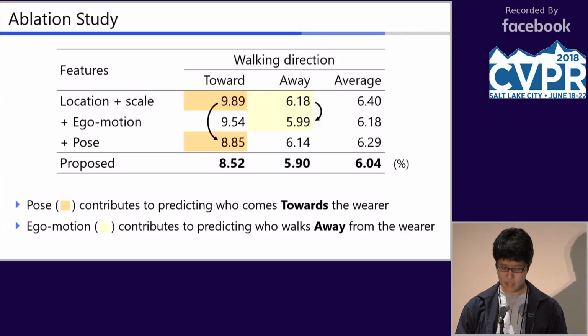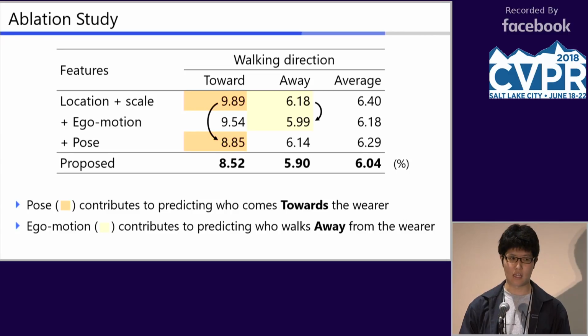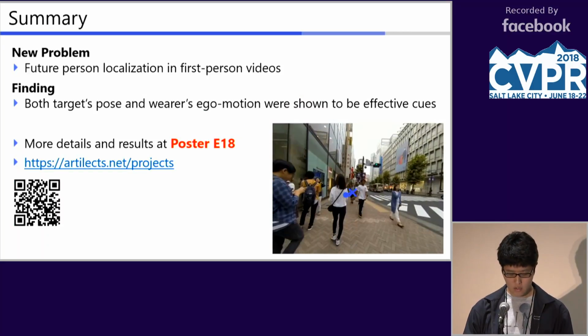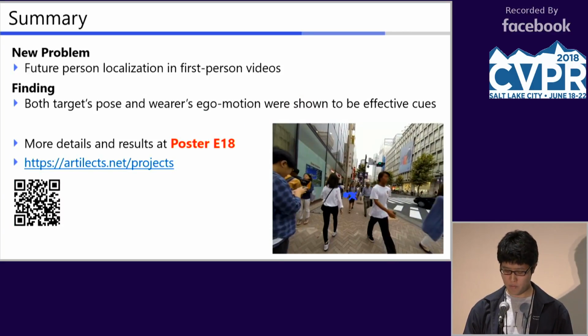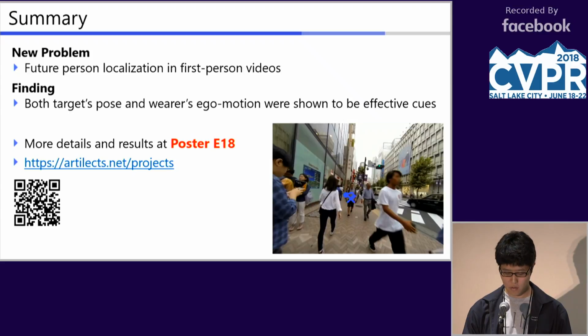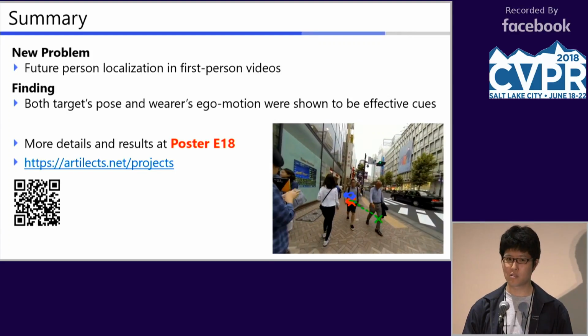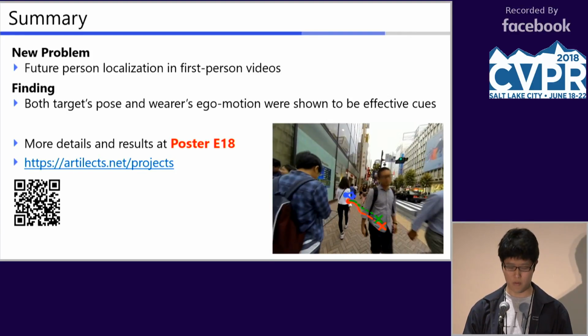And we also conducted an ablation study and confirmed that the pose and ego motion have a complementary effect of boosting the future localization performance. To summarize, we proposed a new problem of future person localization in first-person videos, and we confirmed that the target pose and wearer's ego motion effectively contribute to boosting future person localization performance. And this opens a new direction about predicting future person location from a portable first-person camera.